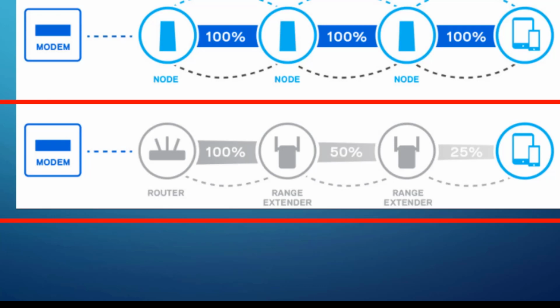Now, this is exactly opposite to mesh routers. An example of a mesh router is above that, and you'll see there's no loss of signal. We'll talk a little bit about that in a minute.